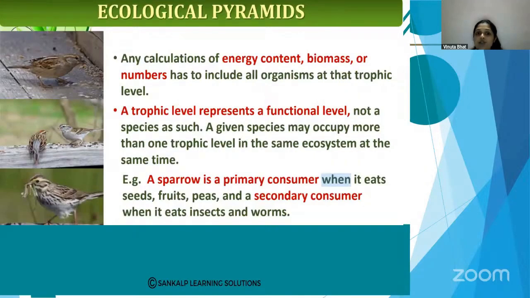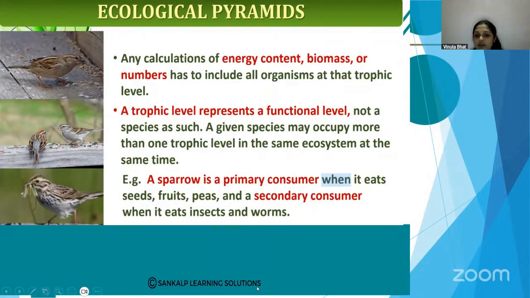Any calculations of energy content, biomass or number include all the organisms at that trophic level. So during the formation of the trophic level, that should include all these things. A trophic level represents a functional level, not a species as such. A given species may occupy more than one trophic level in the same ecosystem at the same time.